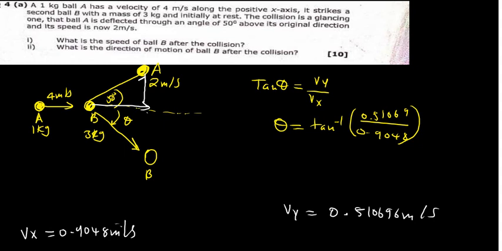0.51069 divided by 0.9048. Then we get the inverse tan. So that is going to give us theta being equal to 9.85 degrees. So that is going to be it for this one.